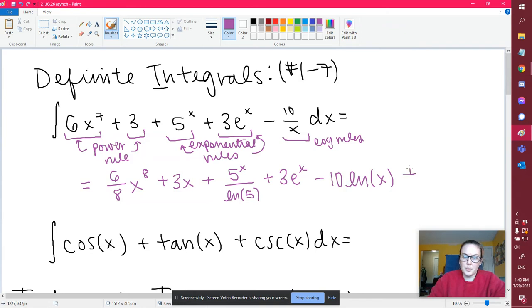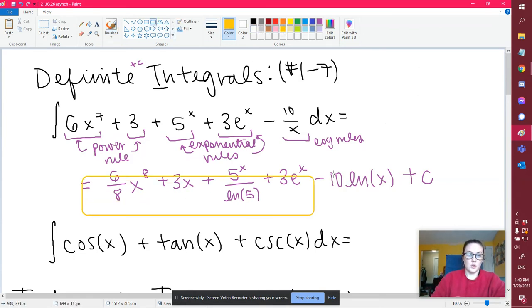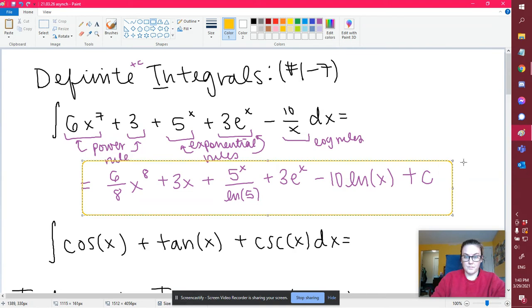And then on the end, we always put a plus c for the indefinite integrals. Indefinite is plus c. That's a finished question. Boom. One of the things to note is when your power is a number, that's when you use the power rule. And when your power is an x, that's when you use the exponential rules. Those are the difference between those two.